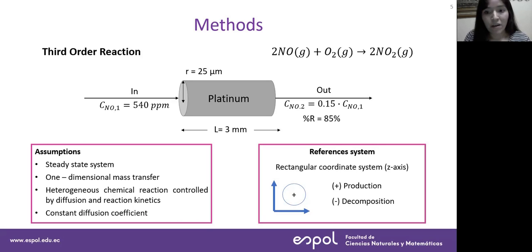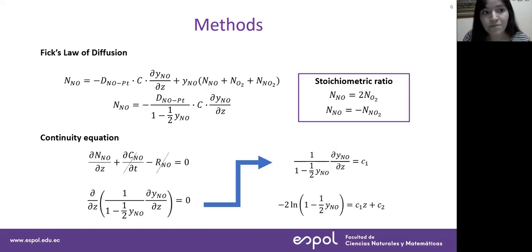It is a one-dimensional mass transfer related to a rectangular coordinate system on the z-axis based on the diffusion path. The reaction is heterogeneous, controlled by diffusion and reaction kinetics, since the reaction speed of this is a normal one, and the conversion obtained is 85%. The diffusion coefficient will remain constant along the diffusion path.